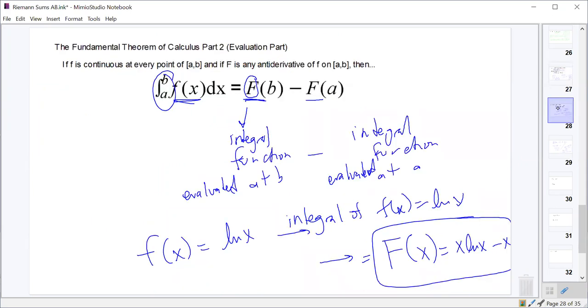Is that a little bit better or no? Wait, can you go back?